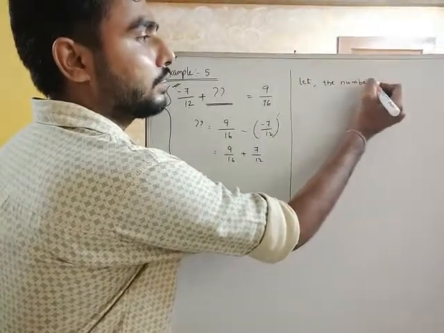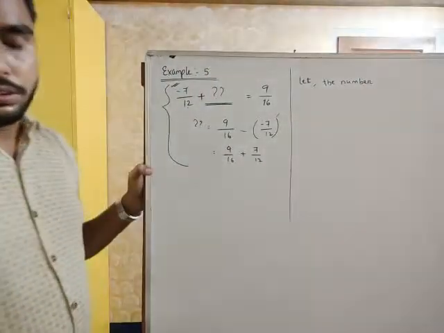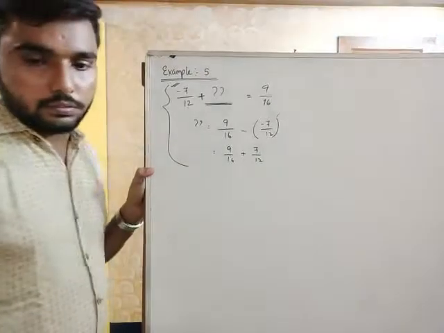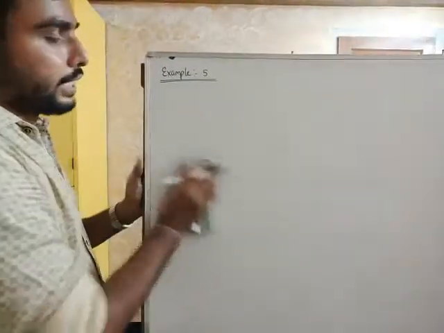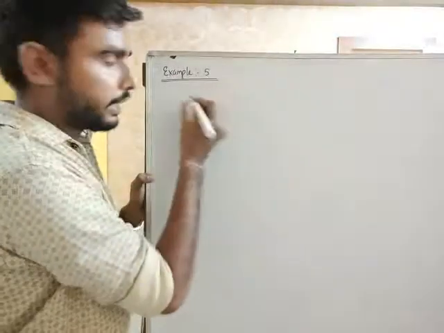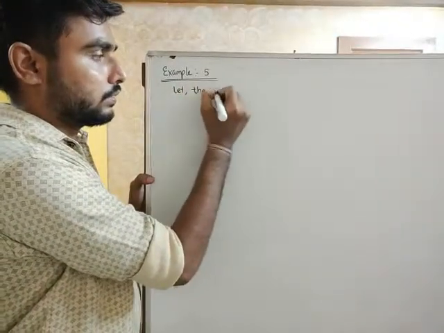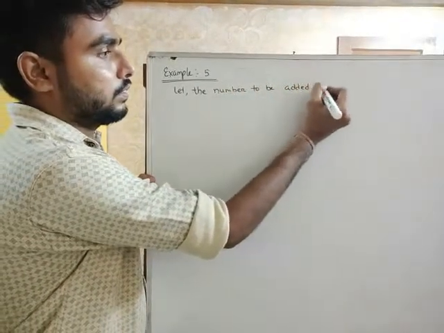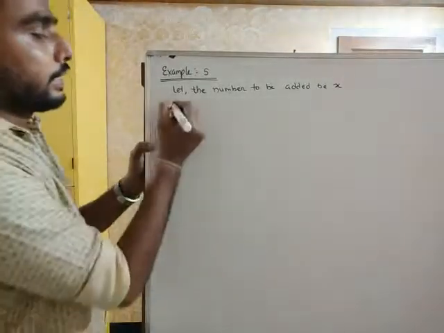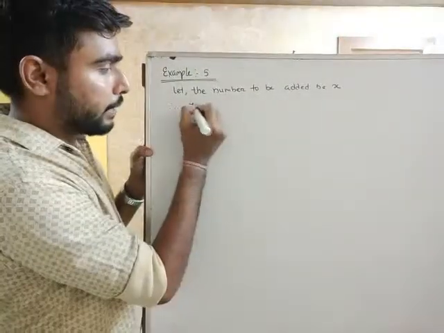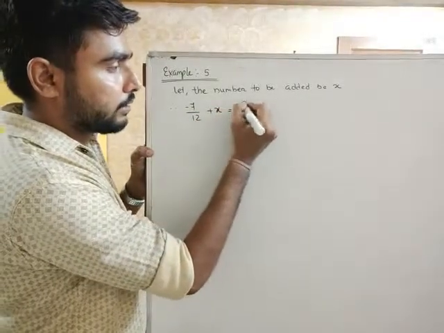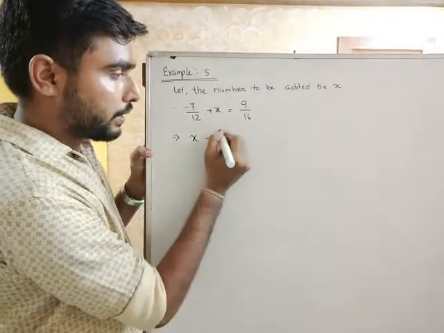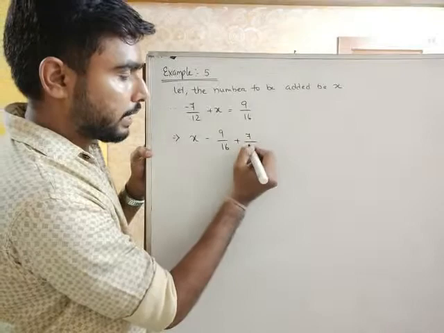Okay, so we shall write, let the number to be added be x. Therefore, minus 7 by 12 plus x is equal to 9 by 16. This side this is minus, so on the other side it will be plus only, so 9 by 16 plus 7 by 12.